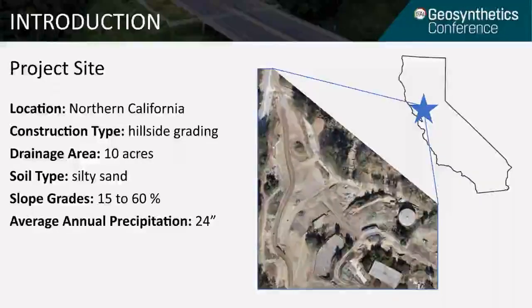So this involved clearing and grubbing a 10-acre hillside right before the rainy season with predominantly silty sand soils, and slope grades steeper than 2 to 1 in many locations. So this created an erosion control and stormwater management challenge.